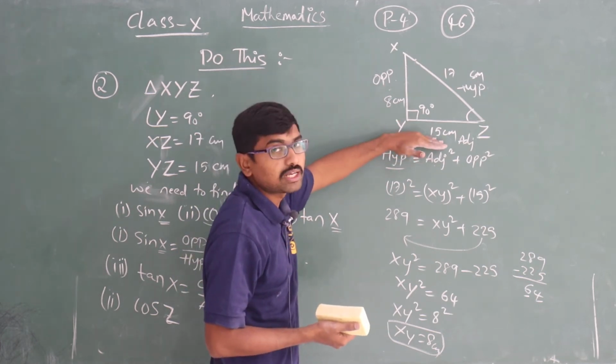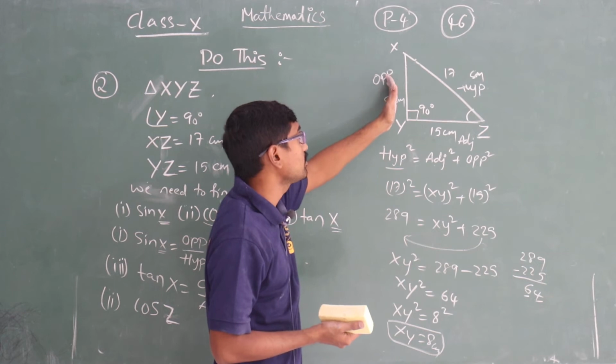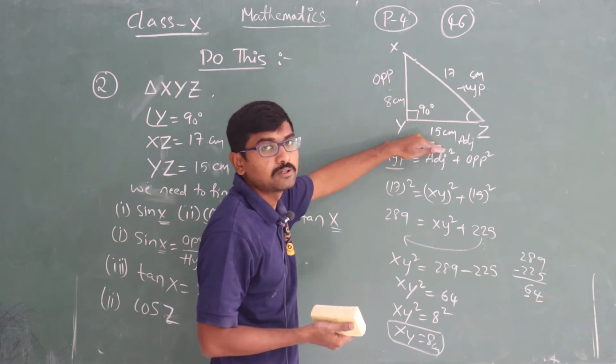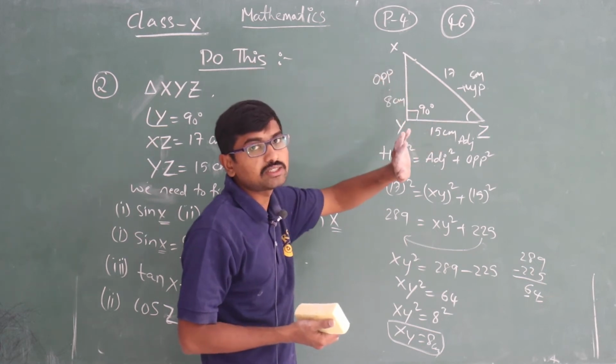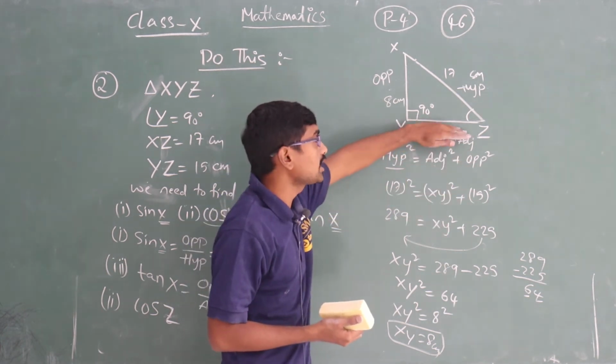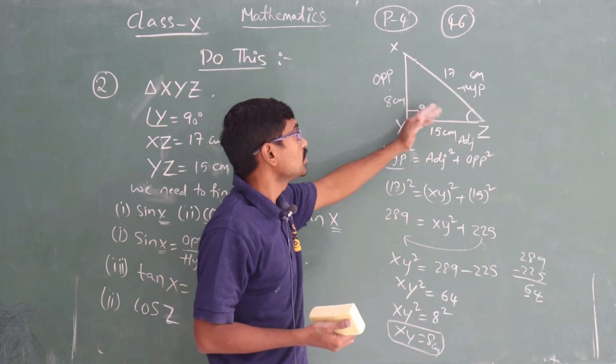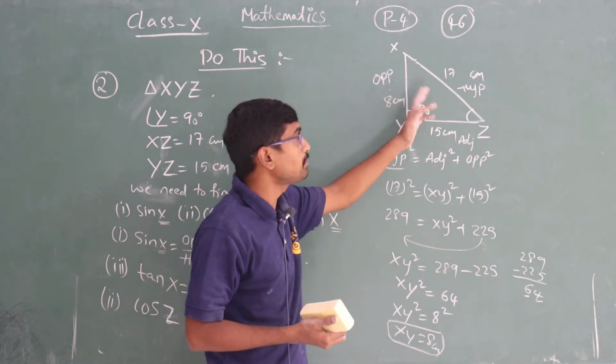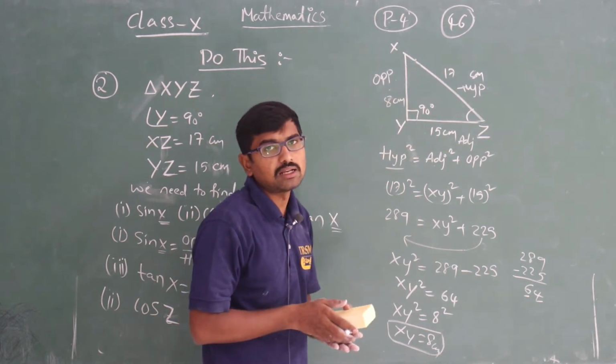Listen carefully, the values won't be changing. Here we can't remove this 15 and keep it here, and we can't remove this 8 and keep it here. The value is not changing. Why? The length of the sides will be the same, but only the names are changing depending upon the acute angle.